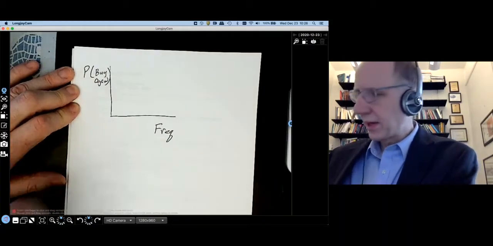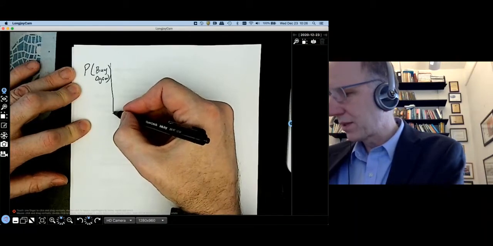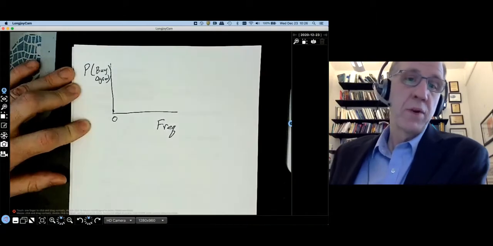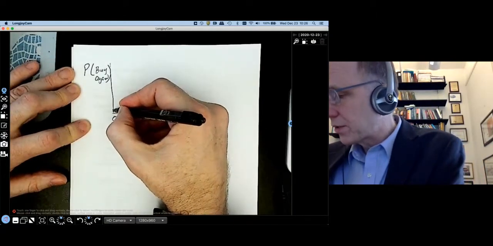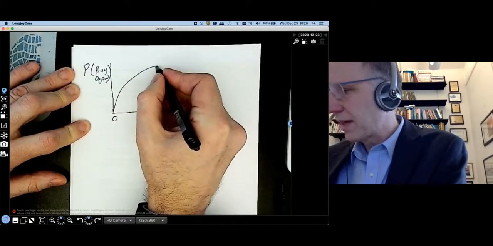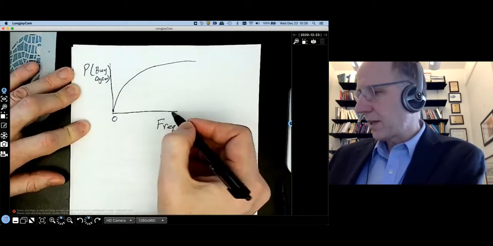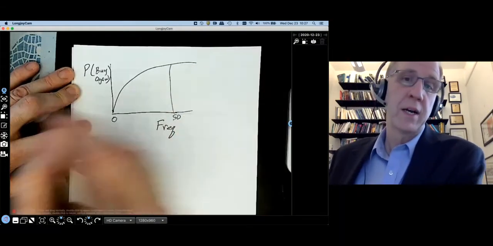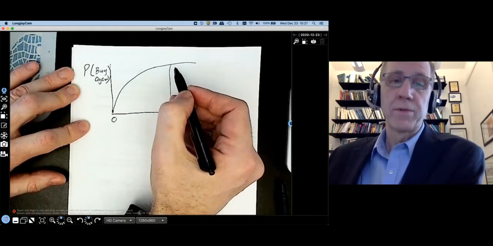Now, the typical relationship between frequency and buying again looks something like this. You get a very low probability that a customer who has bought never before buys again. But the curve increases very quickly and then probably approaches an asymptote at some point. And so the whole idea is that if you're a 50-time buyer and I get you to buy a 51st time, that's not much of an increase in the probability that I get another order from you.